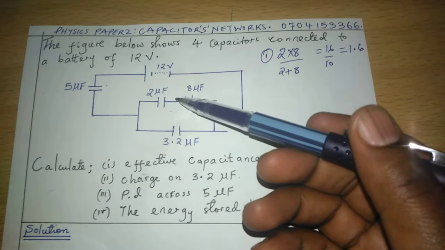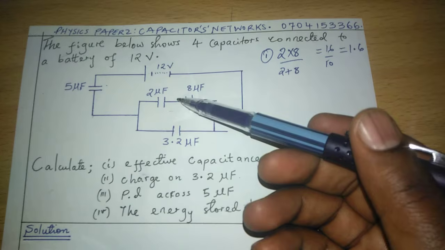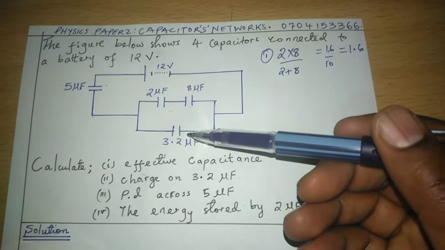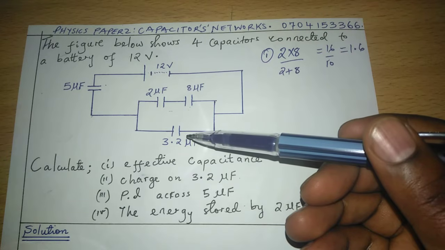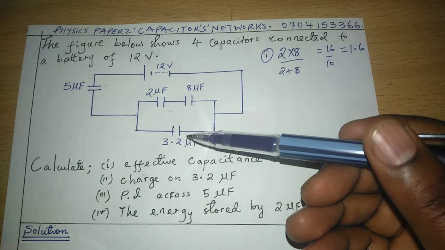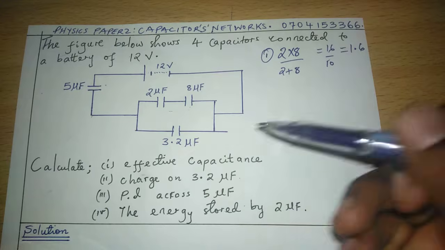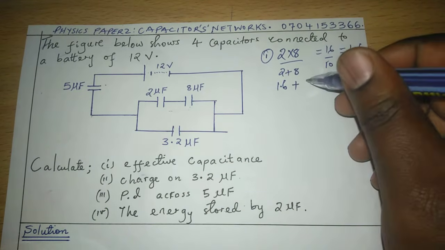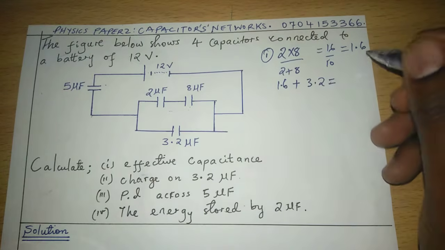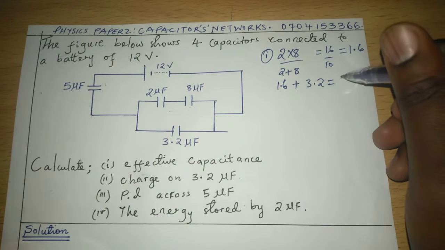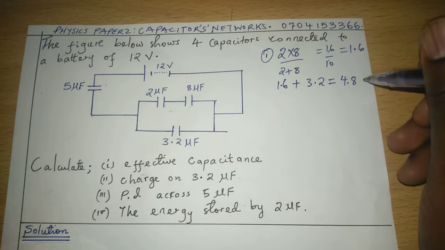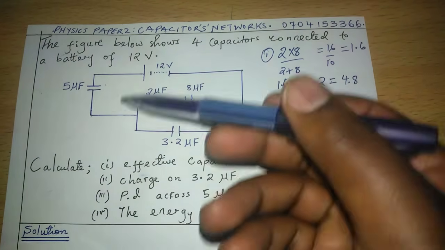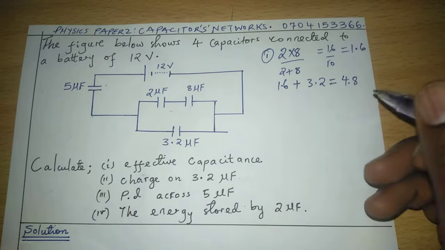Now the 1.6 microfarad capacitor and the 3.2 microfarad capacitor are in parallel. When capacitors are in parallel, to get the effective capacitance, we add them directly, such that the 1.6 we have gotten from above and the 3.2 can just be added directly. This will give us 4.8 microfarads. So for these, we have a 4.8 microfarad capacitor.